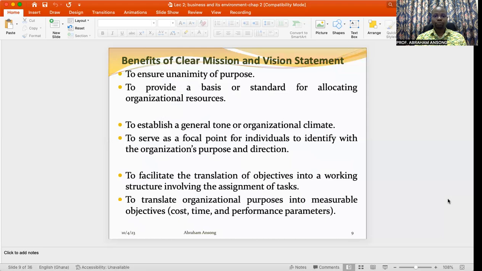The next point is that they help facilitate the translation of objectives into a working structure involving the assignment of tasks. If we know the vision and the mission of the organization, that will help us to know how to structure the entire organization down to the very basic unit of the things that people should be doing in the organization.